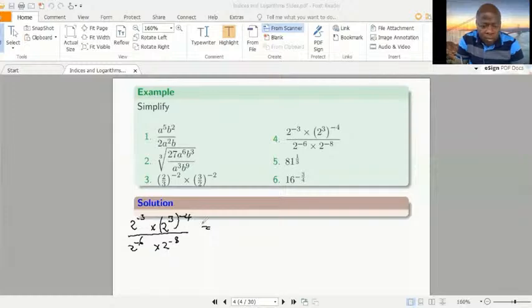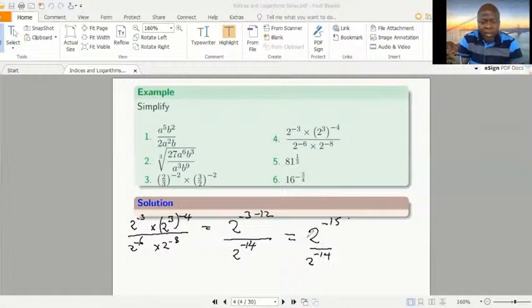Let me just use the first law. The first law says that when we multiply, we add the powers. So this is 2 to the negative 3, negative 12 out of 2 to the negative 14. So I just added these two powers. And so this is 2 to the negative 15. And this one is, let me just write it here, 2 to the negative 14.